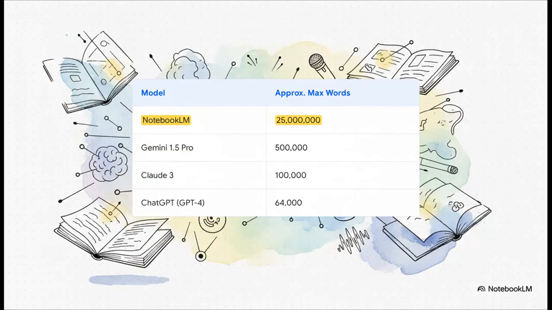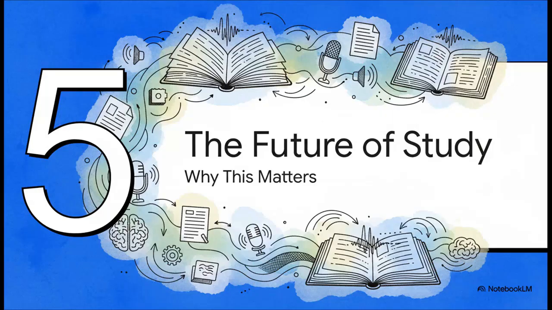And to really put that into perspective, this chart shows how it stacks up against other leading AI models. I mean, it's not even close. It can handle dozens, sometimes hundreds of times more information, which makes it an unbelievably powerful tool for anyone doing deep, source-intensive work. So what does this all mean for how we learn and how we work?